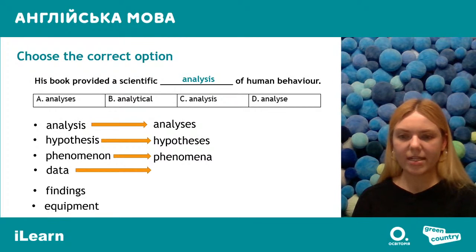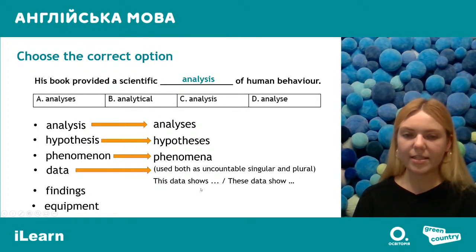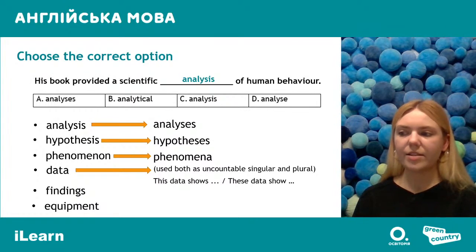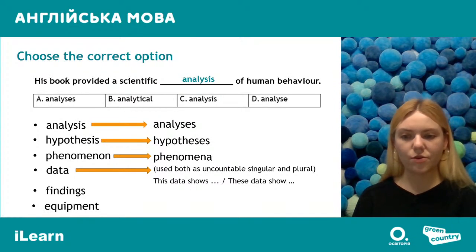Data, дані, інформація. And data can be used both as uncountable singular and as plural. So after data, we can use a verb in singular or in plural. That is possible. We can say this data shows or these data show. Тобто слово data може використовуватись як незлічувальний іменник або як іменник в множині. Тому після нього можемо використовувати дієслово в формі однини, як shows, або множини show.